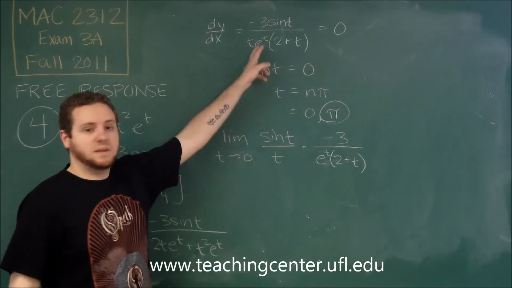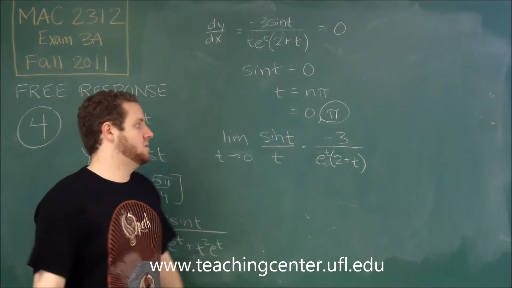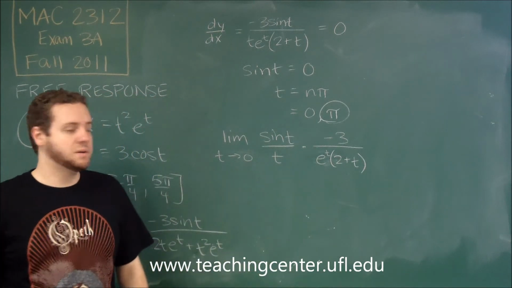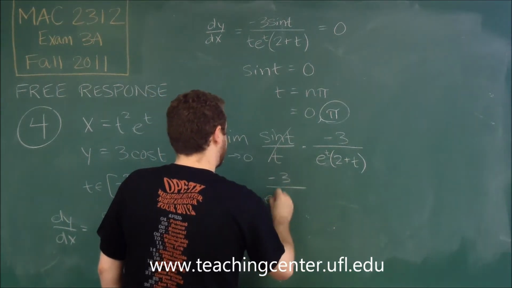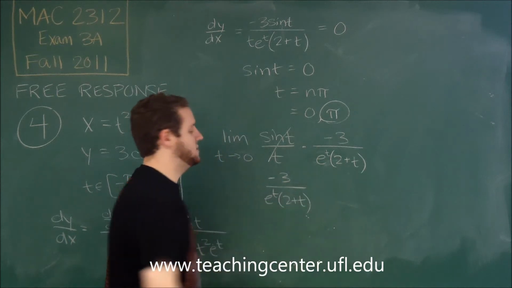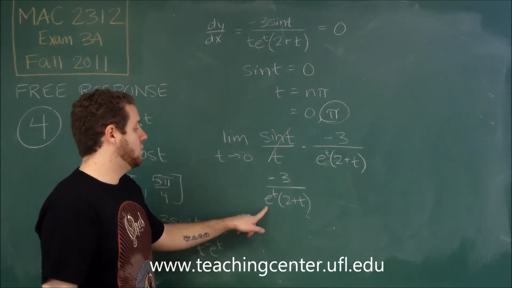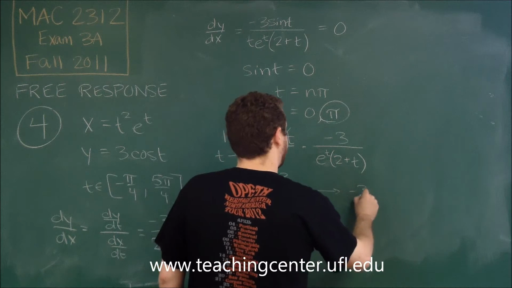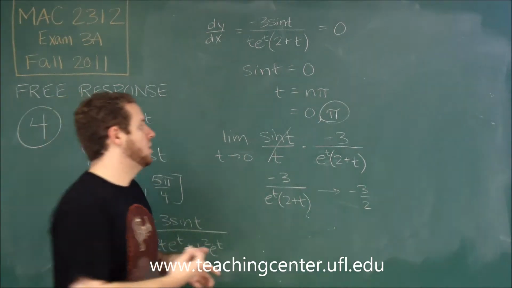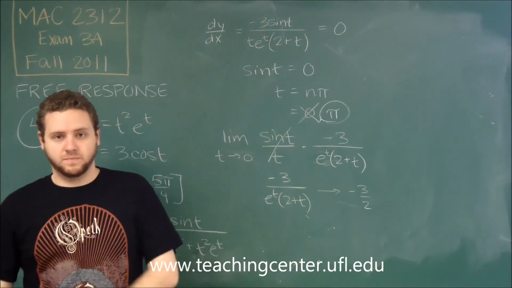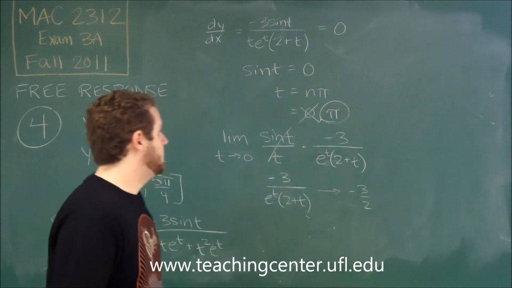So this product is the same thing as this, but the reason I did that is because the limit as t goes to 0 of sine t over t is a trig identity that you should know. Sine t over t as t goes to 0 is just 1. So this is really equivalent to negative 3 over e to the t, 2 plus t when t is close to 0. If we plug in 0 here, we get negative 3 halves, which is clearly not 0. So as t gets to 0, that slope is not 0. So our only point where the tangent line was horizontal is when t equals pi.